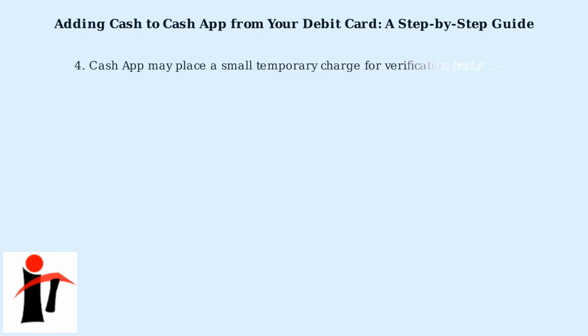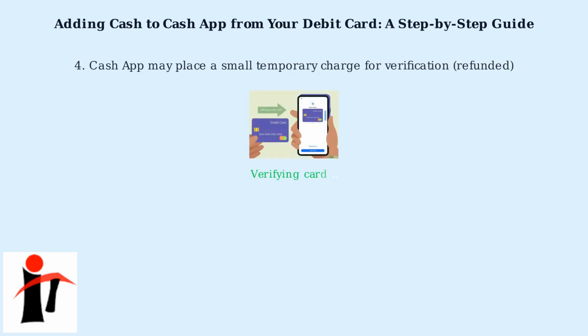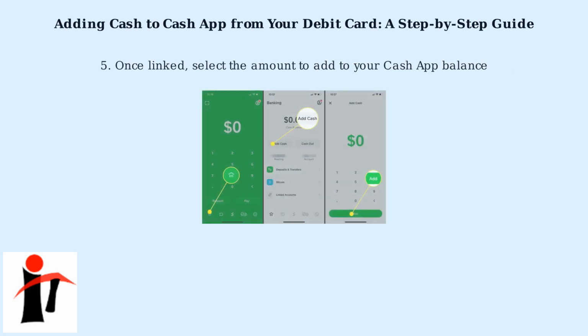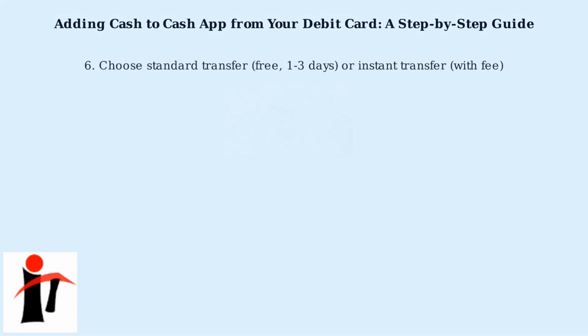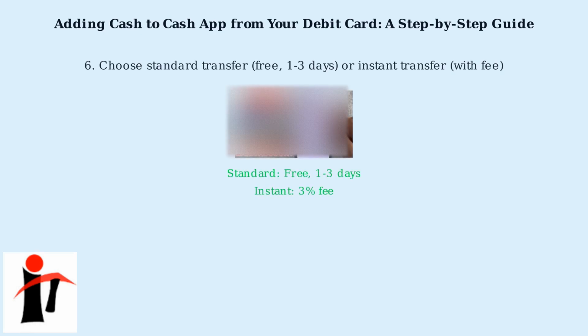Cash App might place a small temporary charge, like under 99 cents, on your card to verify it, but don't worry, this will be refunded. Once the card is linked, you can select the amount you want to add to your Cash App balance. You'll then have the option of a standard transfer, 1 to 3 business days and free, or an instant transfer. Confirm your choice, keeping in mind any associated fees for instant options.